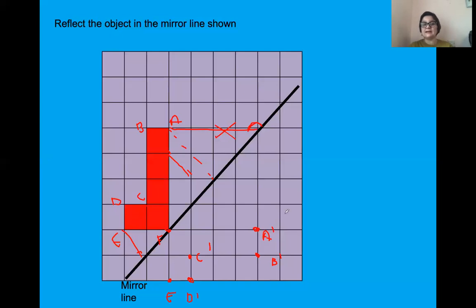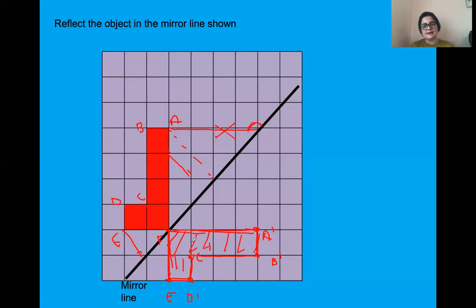Okay, let's begin with the A dash. A dash goes to B dash. B dash goes to C dash. C dash to D dash. And D dash to E dash, and then we have F here, join with F, and then of course F goes back to A dash. Can you see now? This is our new shape, the image after the reflection.